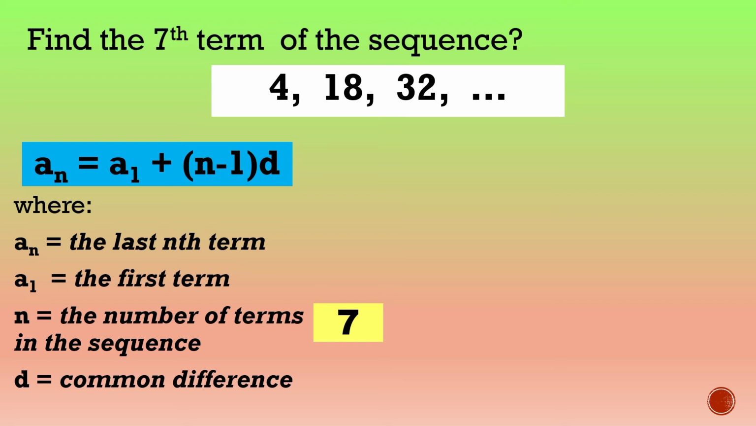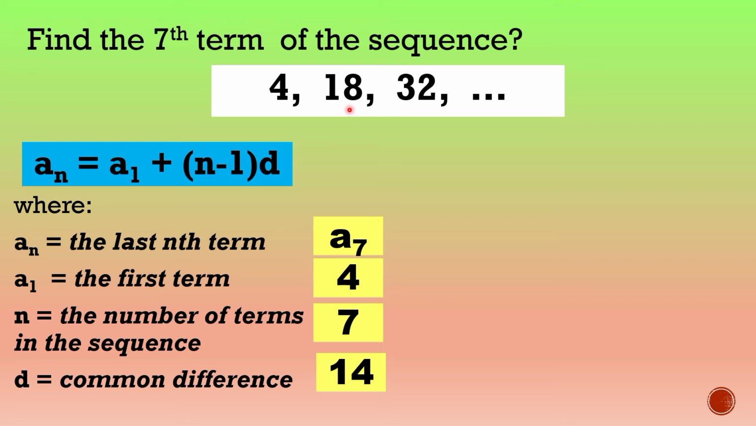Si 7 ay nanggaling dun sa ating hinahanap na term. 7th term. So, yung ating a sub n magiging a sub 7. Our first term dito manggagaling sa ating sequence. So, first term natin ay 4. And the common difference, kunin natin yung ating common difference by subtracting the first term to the second term. 18 minus 4 is 14. 32 minus 18 is also 14. So, our common difference is 14.